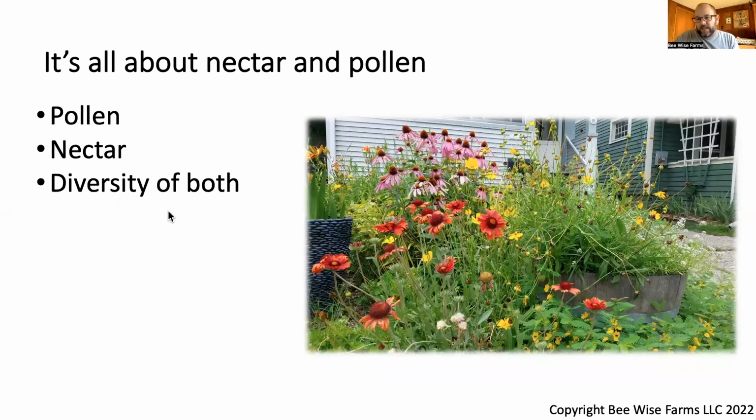When we get down to the nuts and bolts of all of this, when we're talking in the context of pollinators, and we're going to shift right to pollinators and specifically bees now, we're talking about nectar and pollen and the diversity of both. In order to provide good habitat for these particular organisms, you really, really need to have a diversity of high quality pollen and nectar. And let's talk about that just for a moment.